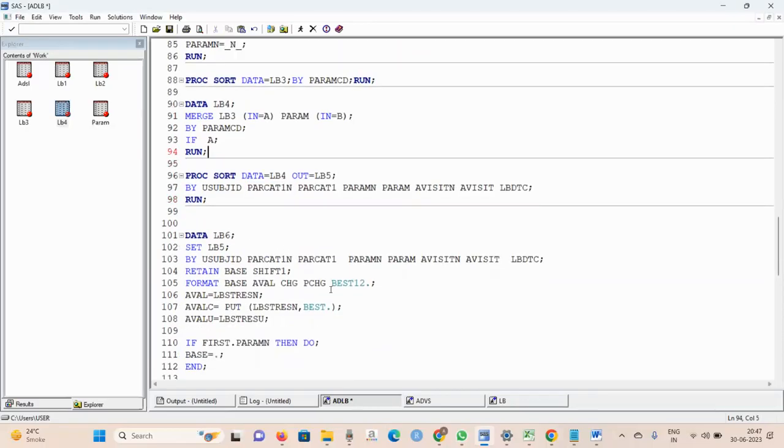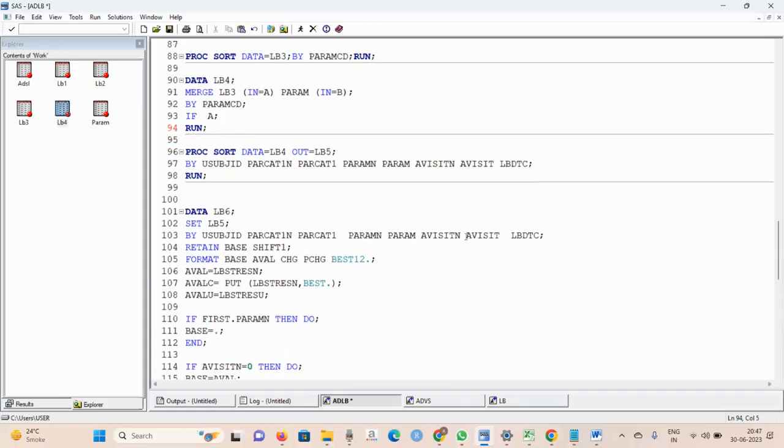So the next one, we have other variables to create. That's the same thing like ADVS, the AVAL. Because we are using first dot parameter, that's why I sorted here the same key variables, whatever I use it here. Then I will explain this retain base and shift.